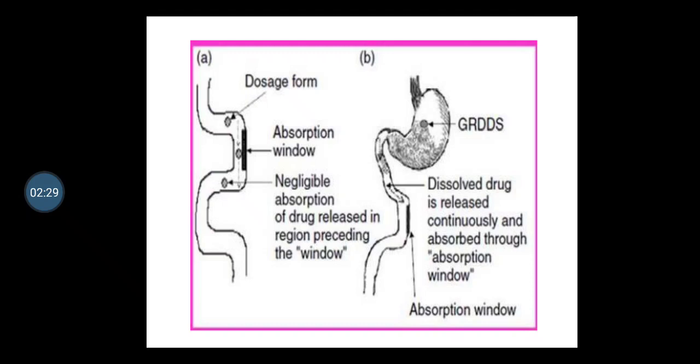At the lower part you will observe negligible absorption of the drug release in the region preceding the window, but in case of the GRDDS you can see the stomach, that is basic gastrointestinal tract physiology. So this anatomy, when we talk regarding the stomach, it is divided mainly into 3 regions.